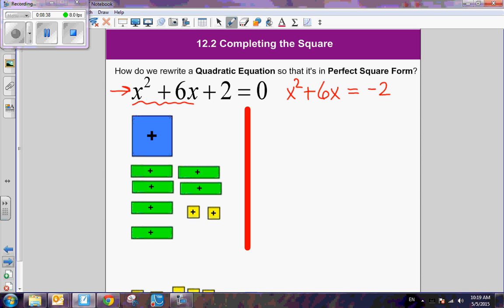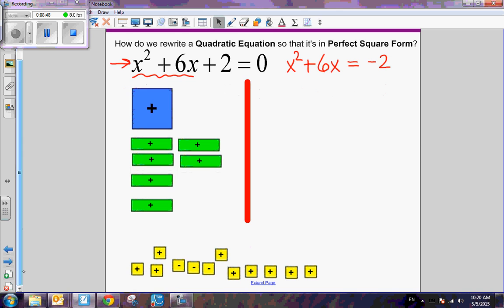So if I subtract 2 from both sides, I get a negative 2. So that means we're going to subtract 2 on the left side. So I'm going to subtract the 2. And then we must also put 2 negative over here. Okay? Now we have to complete the square. So hopefully I think you're getting the feel of it.